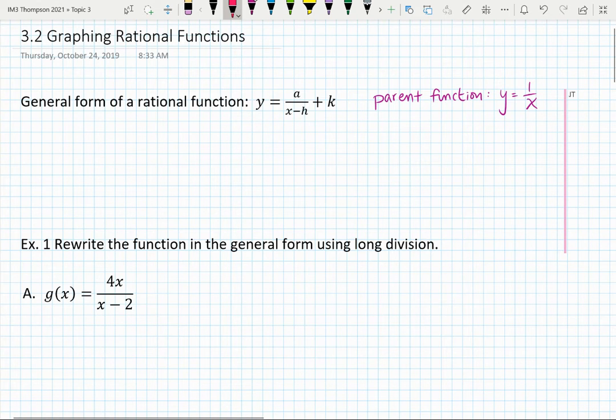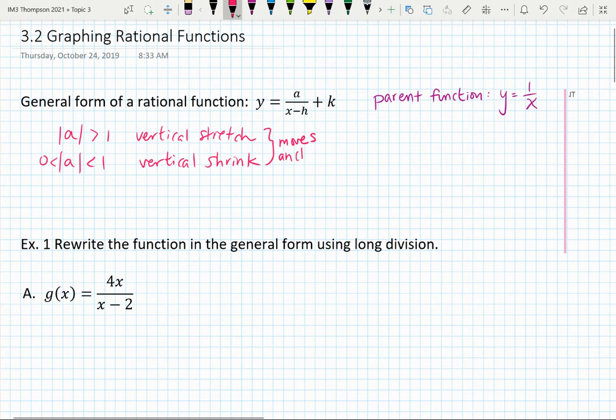Okay. So just like before, if the absolute value of A is greater than 1, this causes a vertical stretch. If A is between 0 and 1, it causes a vertical shrink. And how you'll see this affect the graph is it's going to move these anchor points. Right? If I have a negative, then that causes a reflection across the x-axis.